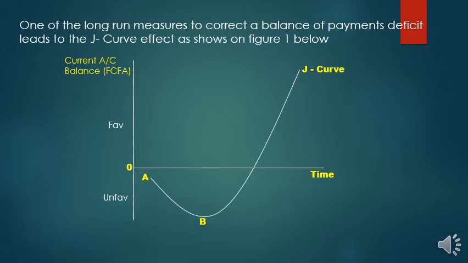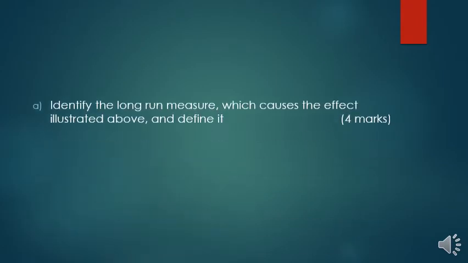When it falls to B, from there it will increase. It will start rising back. That is, move from A, fall to B. From B, it starts increasing to C. So that is just it. Then let's get to the question.